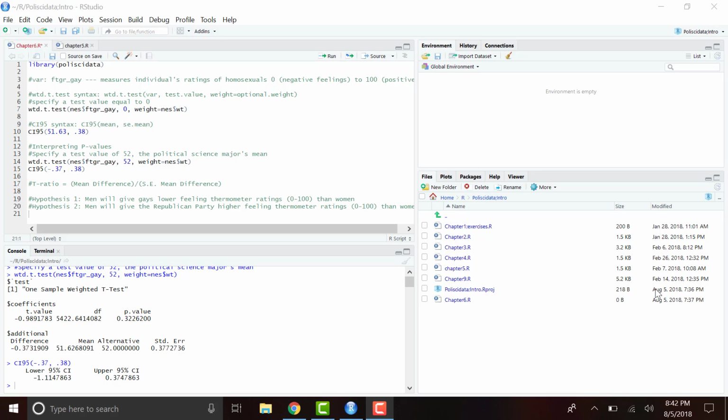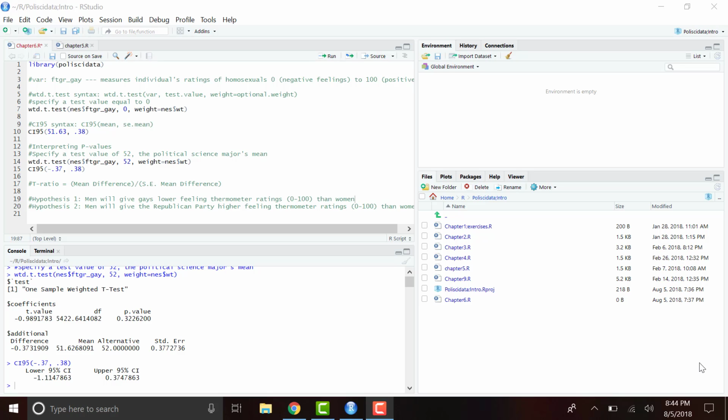So the first hypothesis right here in 19 is that essentially men will give gays lower feeling thermometer ratings, which is again on a scale of 0 to 100 from cold to warm, than women. And hypothesis 2 is that men will give the Republican Party higher feeling thermometer ratings than women.